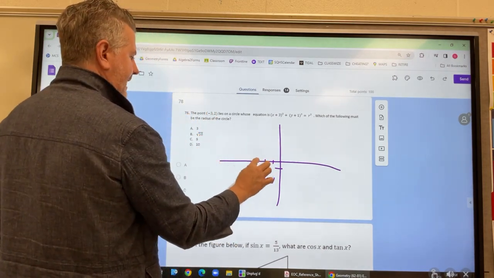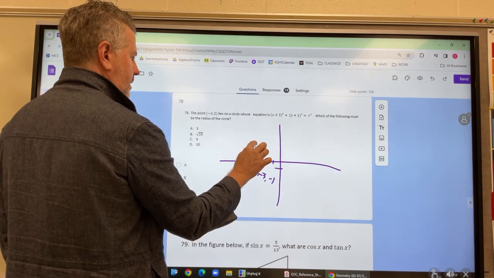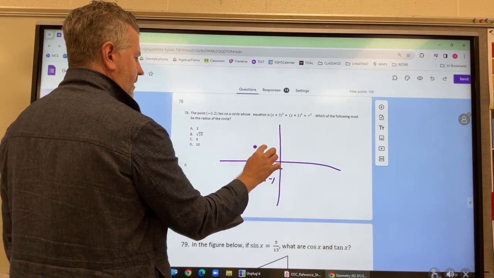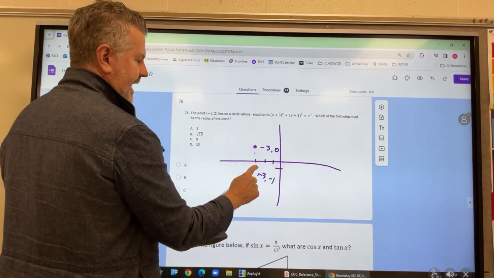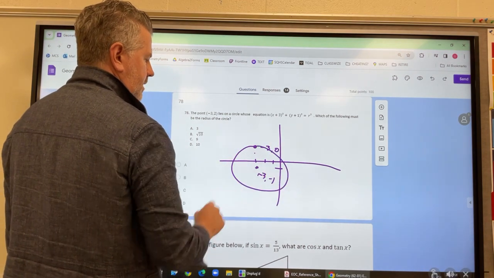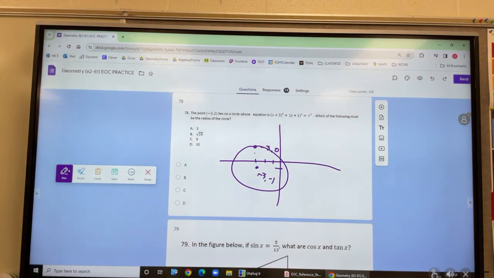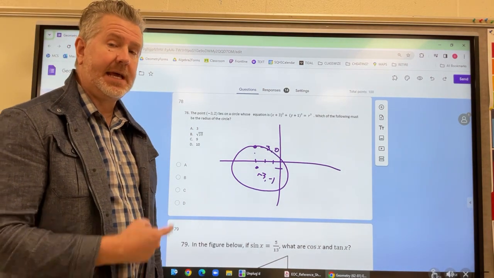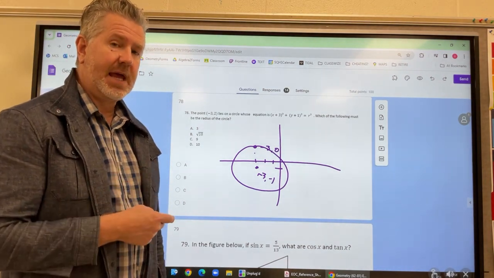So -3, 2. Oh, there it is right there. -3, 2. So this circle looks like this. So the question is, what's the radius? Easy. If you've drawn it, it's very easy.